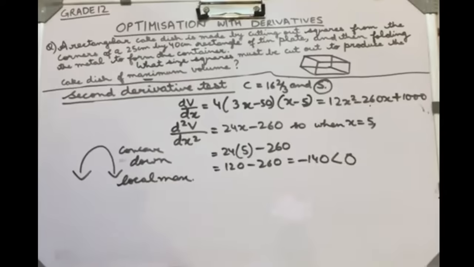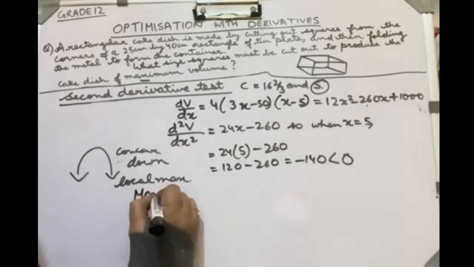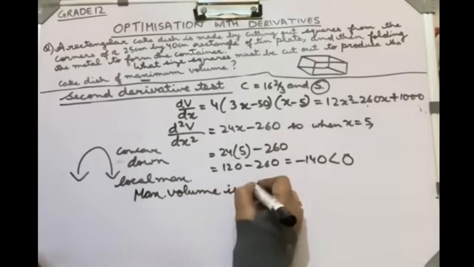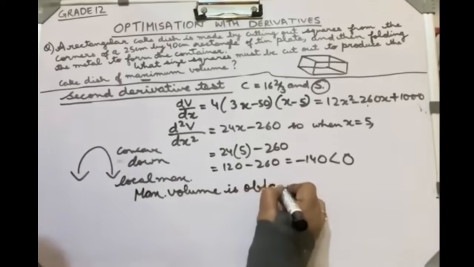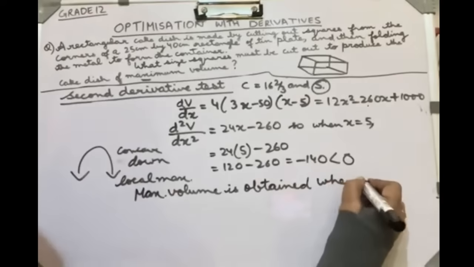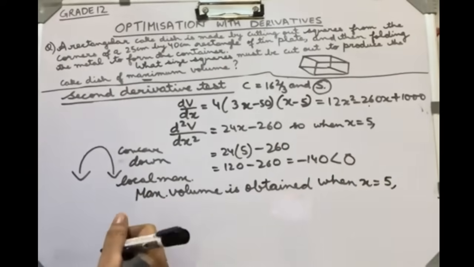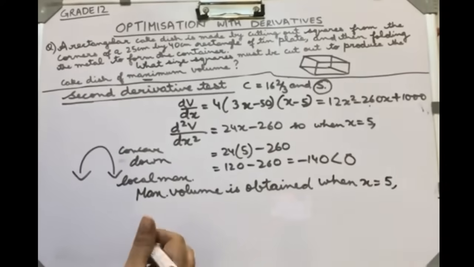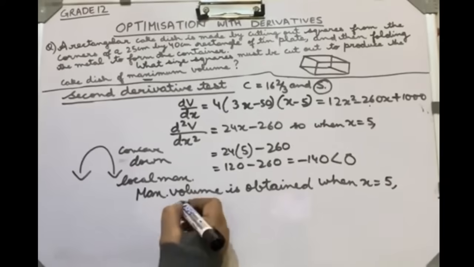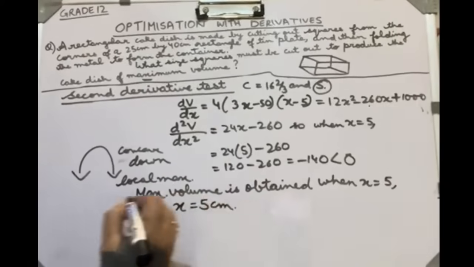So the maximum volume is obtained when x is equal to 5, which is when 5 centimeter squares are cut from the corners. So the length of the square is x equal to 5 centimeter.